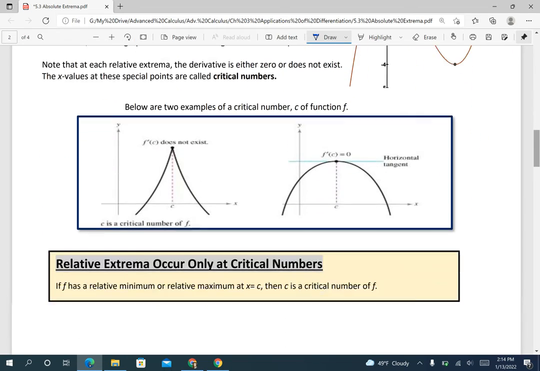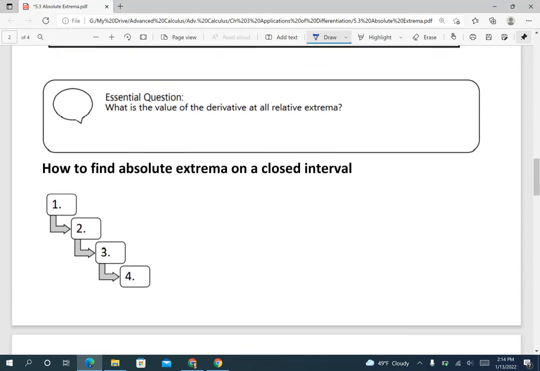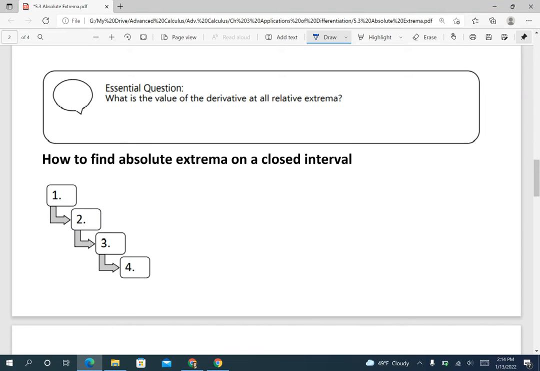We're going to skip a little bit. There are 4 steps we're going to need to follow. How do I find the absolute extrema on a closed interval? Step number 1, you need to find something called a critical number for f of x. And so we'll spend a little bit of time on step 1.